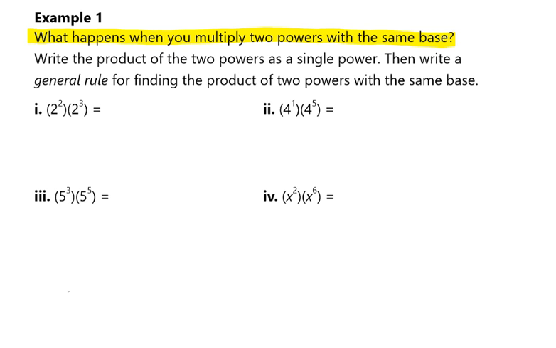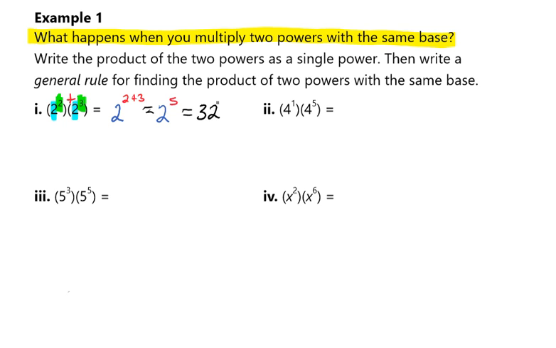Now notice here that in problem 1, we have 2 squared times 2 to the third, where our bases are both 2s. So what that means is our base is going to stay a 2. Then what we're going to be able to do is take those exponents, the 2 and the 3, and add those together. So we'll have 2 plus 3, which will give us 2 raised to the fifth power, which becomes 32.